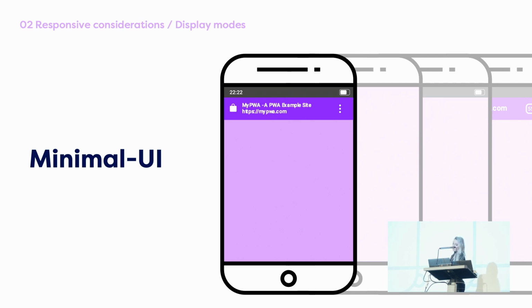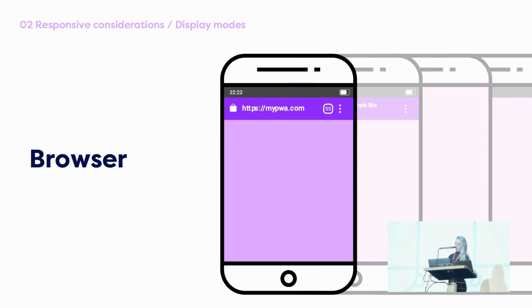The minimal UI display mode gives your PWA a similar experience to the standalone display mode. It opens in its own window, but the application still retains a minimal set of browser UI controls. And the UI that is retained, once again, will vary between browsers and platforms. So you want to be sure to test if you're using minimal UI.